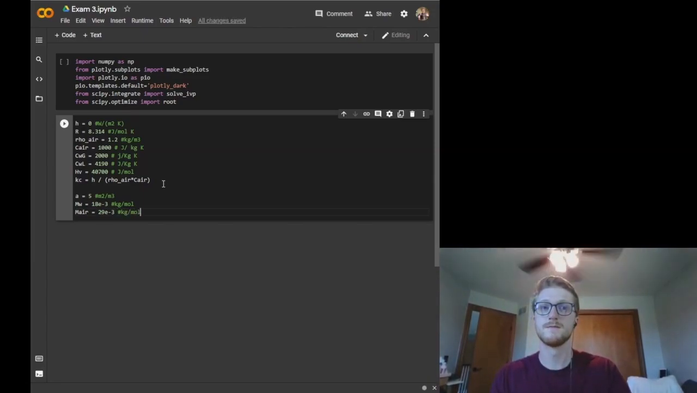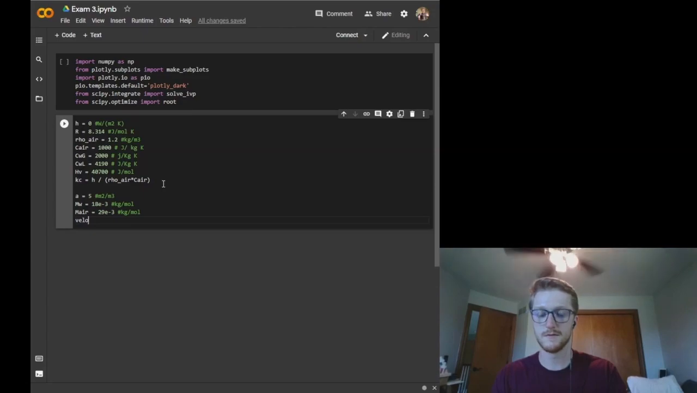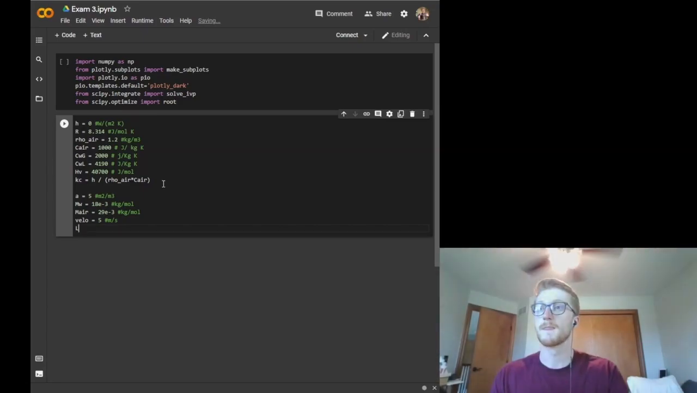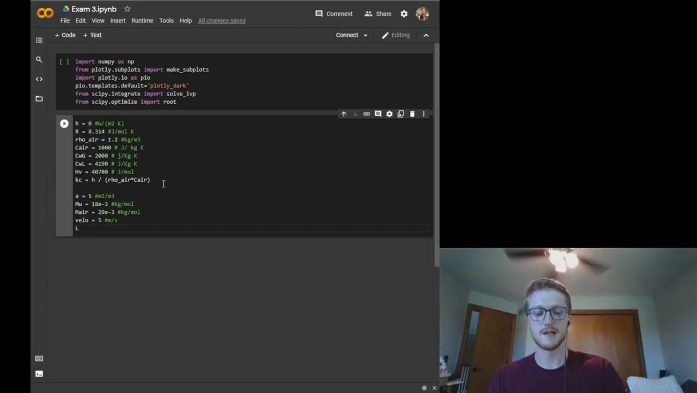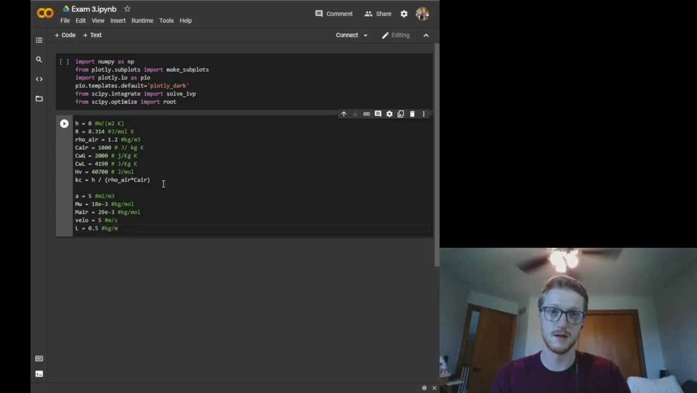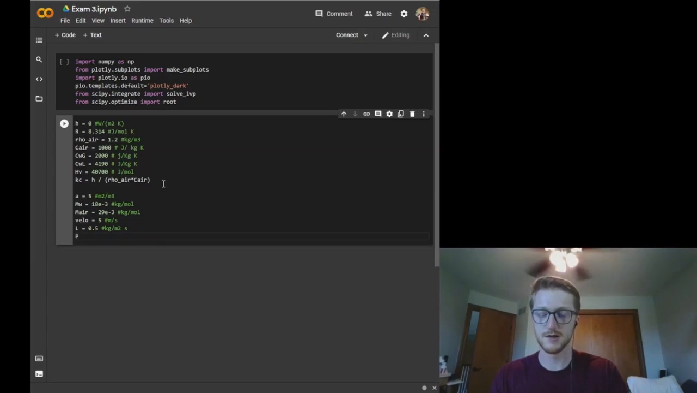And then if we were to use a pitot tube on this, we could find out that the velocity of the air would be given to us as 5 meters per second. And then we have the liquid flow rate throughout the cooling tower, so the hot liquid going down. That is equal to 0.5, and we were given that in kilograms per meter squared per second. And then we are given the pressure of the column as 101,325 pascals.